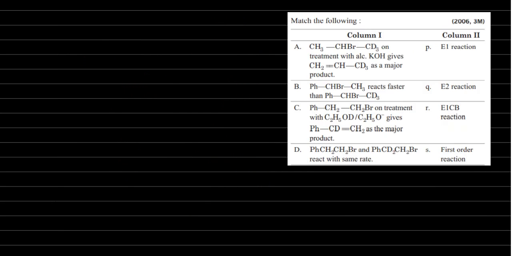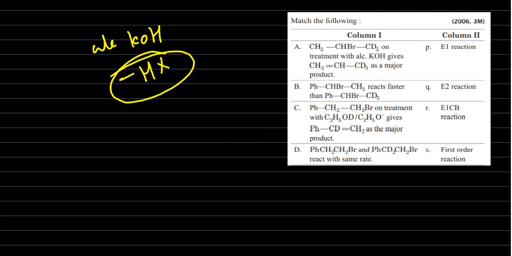Again, a match the following question. Now, CH3CHBrCD3 on treatment with alcoholic KOH. What is the function of alcoholic KOH? Alcoholic KOH functioning is dehydrohalogenation. Of course, an alkene is forming here, but the CD3 side, the right side, is not formed because the C-D bond enthalpy is more. Okay, the other forms as the major product.